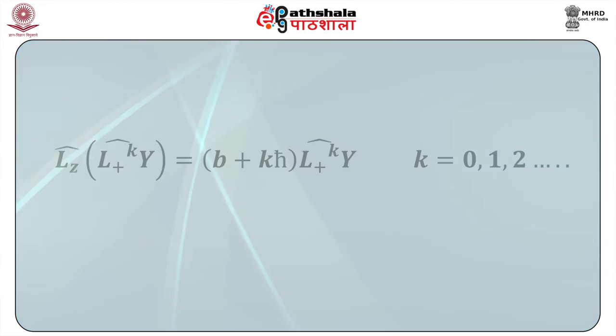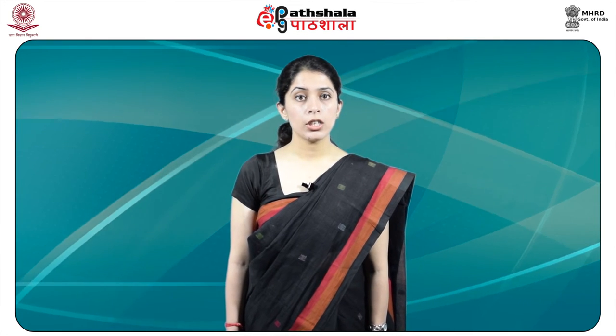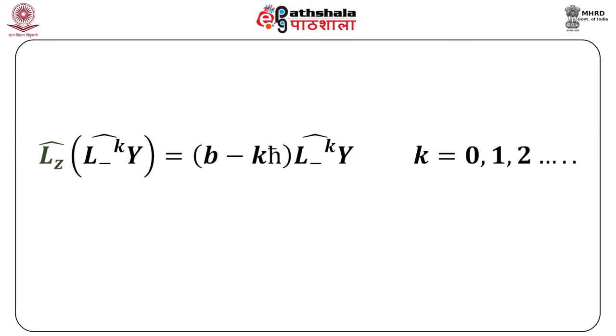Repeated application of the raising operator gives the expression Lz L plus to the power k ψ equals (b plus k h cross) L plus to the power k ψ, where k can take up values from 0 to the value defined. That means k can take up values 0, 1, 2, 3 and so on. Likewise, the operation of the lowering operator L minus gives us the expression Lz L minus to the power k ψ equals (b minus k h cross) L minus to the power k ψ, where again k can take up values 0, 1, 2 and so on.